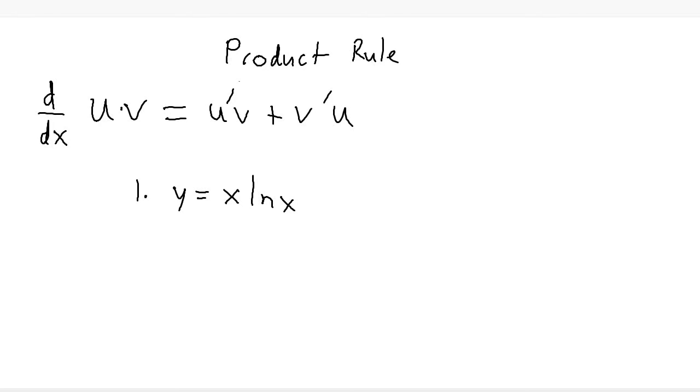We have x multiplied by ln x, so in this case we're going to have to use the product rule. So when it comes to naming your u and your v, you can basically do anything, but for this case, let's just do u as x and v as ln x. So u prime would be the derivative of u, so the derivative of x is just 1, and v prime, or the derivative of v, is the derivative of ln x, which is just 1 over x.